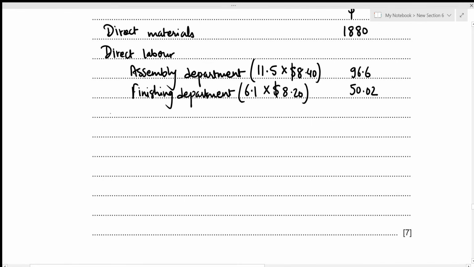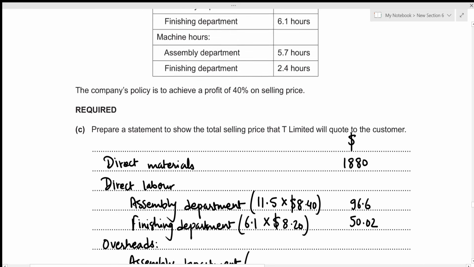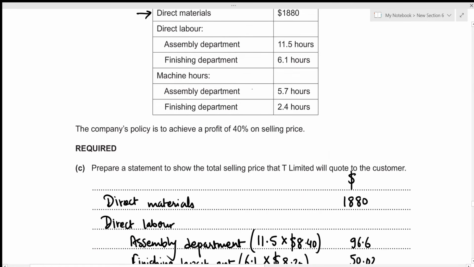Now we can move on to the overhead section. So overheads will relate to what we calculated the overhead absorption rate in the second part. Now firstly, we'll calculate it for the assembly department. While figuring out the overhead absorption rate, we calculated it for assembly department on the basis of machine hours, right? So we will also use the total machine hours here in order to figure out the total cost. So total machine hours for assembly department is 5.7. Let's write that down.